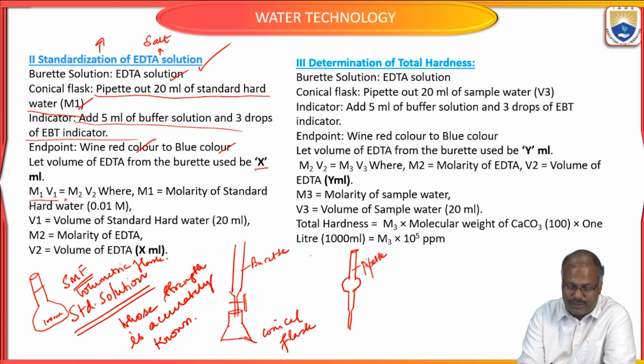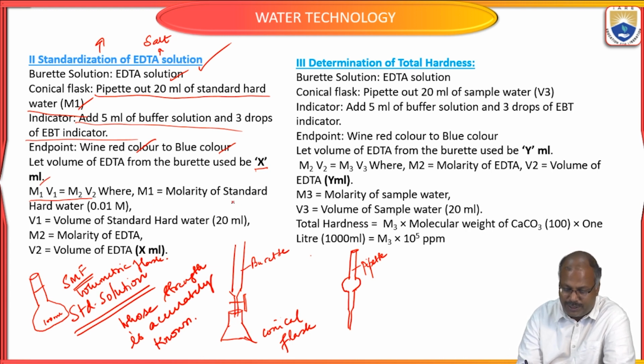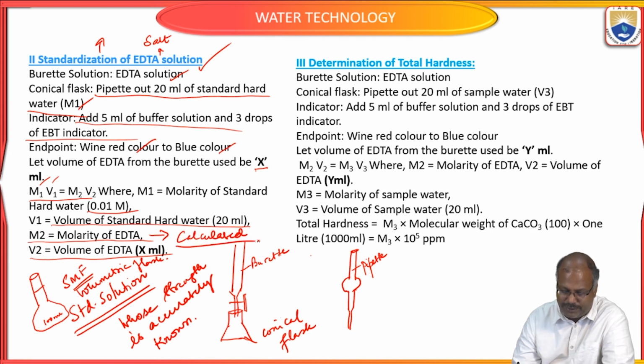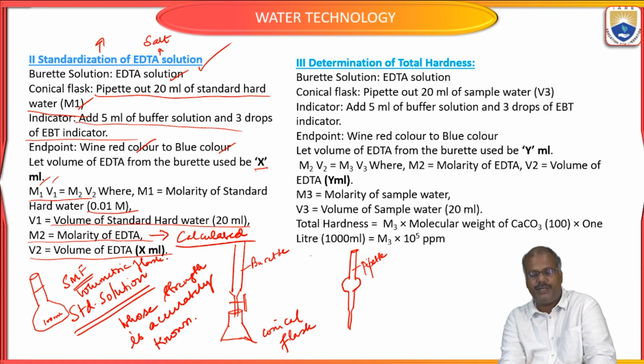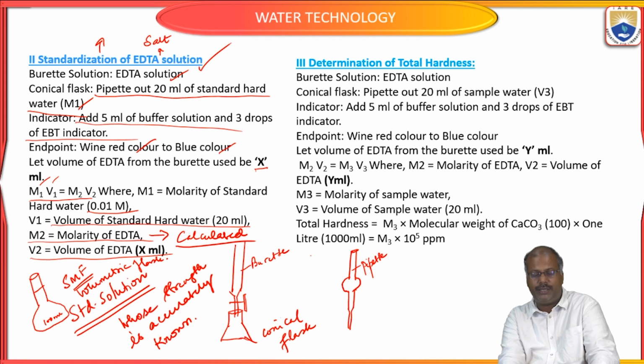This is the volumetric analysis formula. M1V1 is equal to M2V2. M1 is the molarity of standard hard water, 0.01 molar. V1 is the volume of standard hard water taken, 20 ml. M2 is molarity of EDTA. V2 is volume of EDTA, from the titration we know. From this we can calculate M2. M2 is nothing but strength of EDTA. So we are determining the strength of EDTA. That's why we call it standardization of EDTA salt solution.